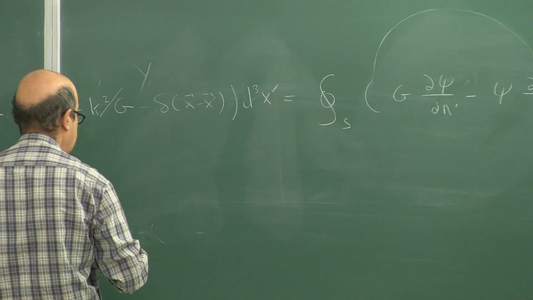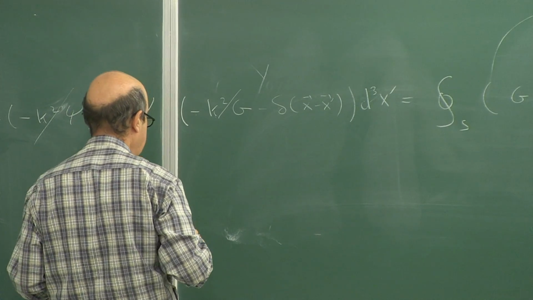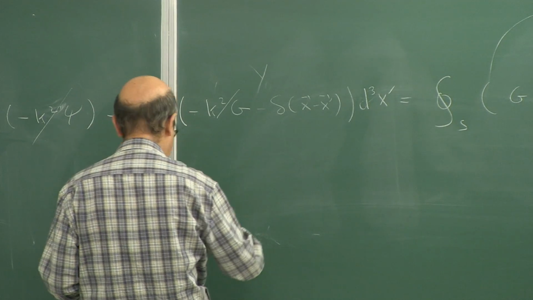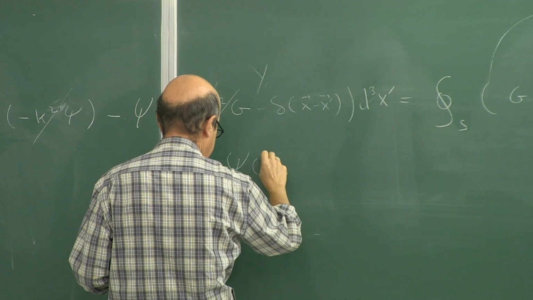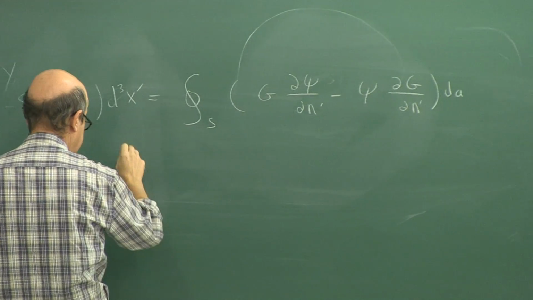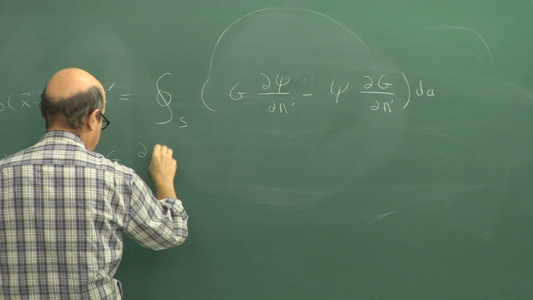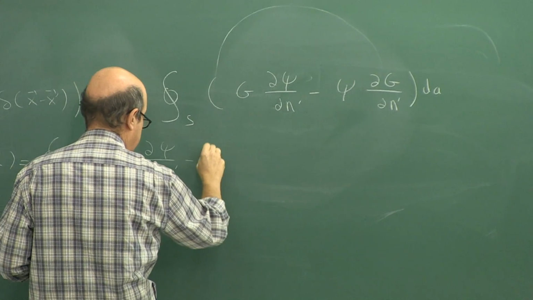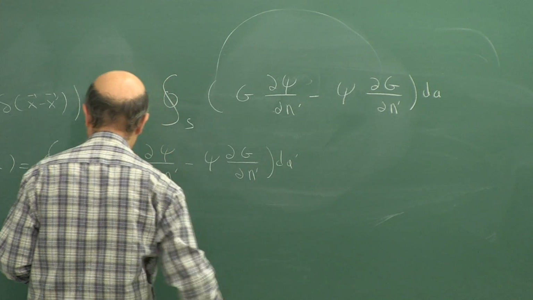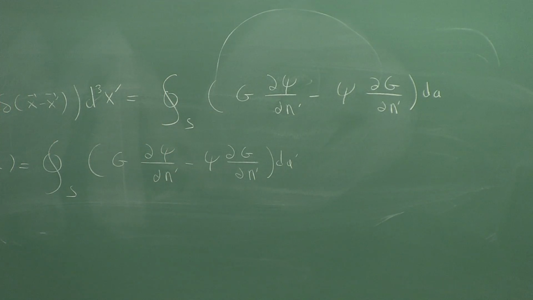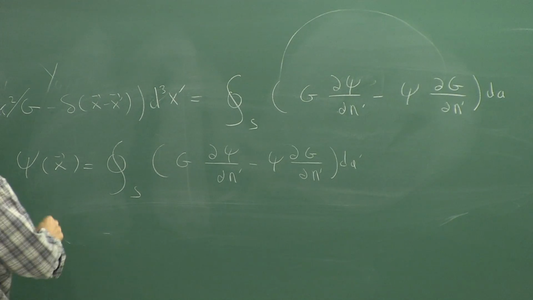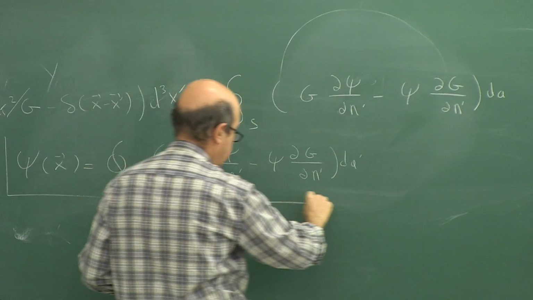If you integrate this, phi x prime multiplied by the delta function, you will obtain that phi of x is equal to the surface integral of Green's function del phi over del n prime minus phi del g over del n prime, integrated through the surface. So basically, this is the tool we are going to play with.